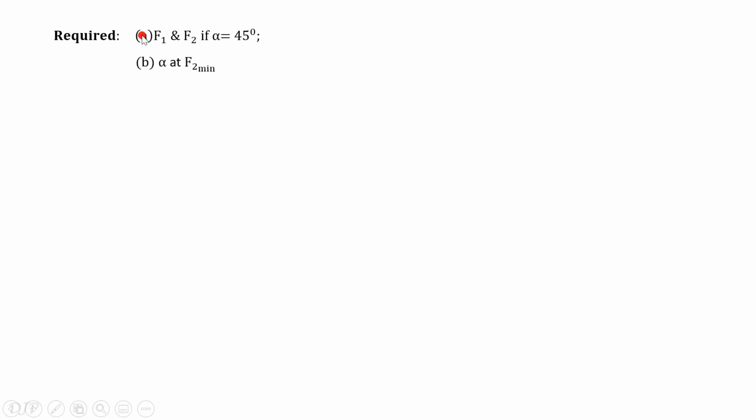For the first question, let's denote the required tensions as F sub 1 and F sub 2 if alpha is equal to 45 degrees. For the second question, we need to find alpha when F2 is minimum.